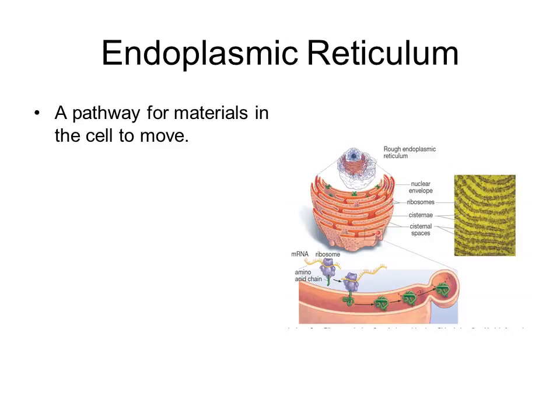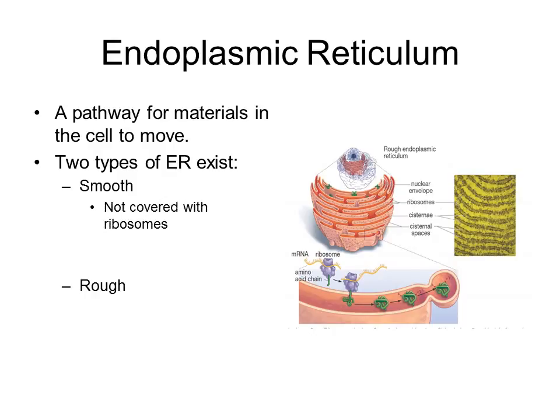Now, in a cell, there are two kinds of endoplasmic reticulum. There's both smooth and rough. The only difference is this. Smooth ER is not covered with ribosomes. Instead of being riddled with ribosomes, as in the diagram you saw on the previous slide, instead of having the ribosomes attached and giving it a rough, sandpaper-like appearance, it's smooth. Smooth ER is responsible for breaking down poisons that enter the cell, as well as making lipids.